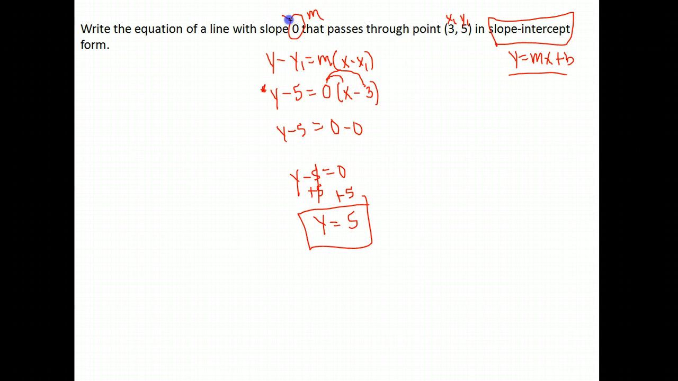Now that will happen only if your slope is 0. If your slope is anything other than that, you should have an x in your equation, but if your slope is 0, your x completely disappears.